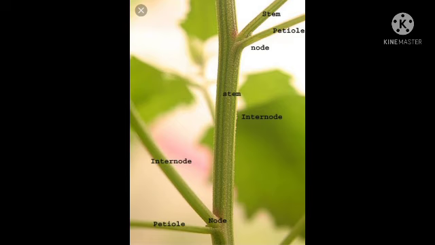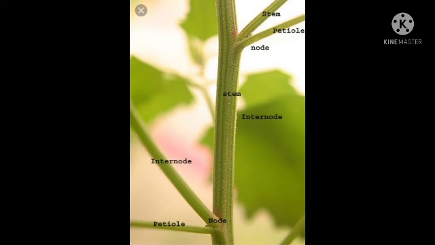The bud at the tip of the stem is known as apical or terminal bud. And the buds at the axils of the leaves are called axillary buds.